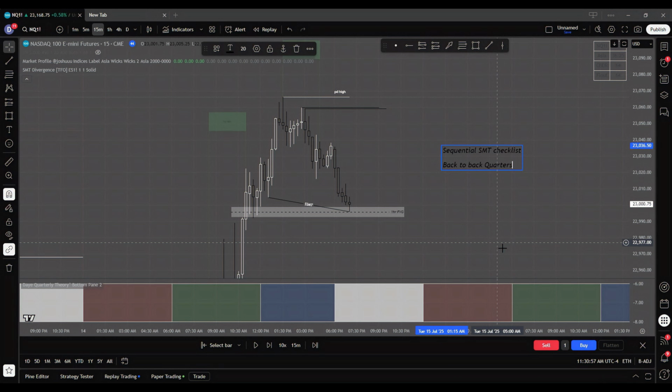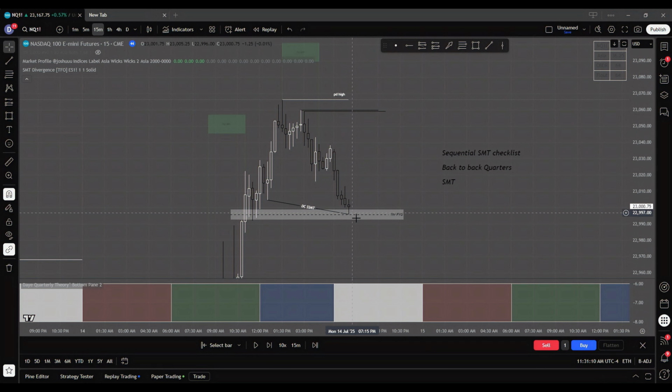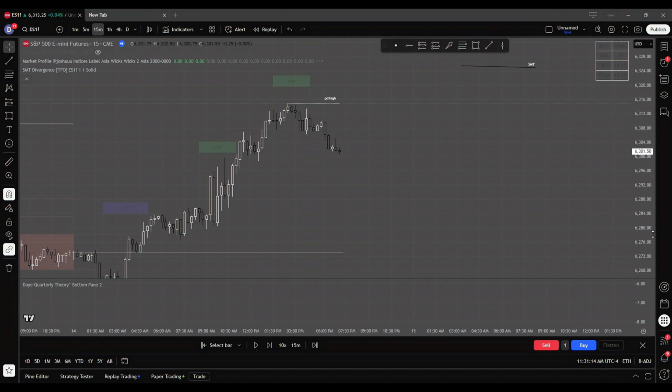Quarters and SMT. There we go. Back to back quarters and SMT. So this would be a daily cycle, DC, sequential SMT. Now we make that. Let's see if we can check for anything that we have.